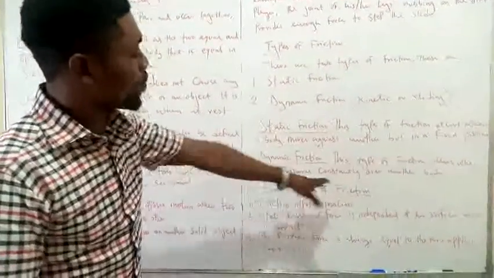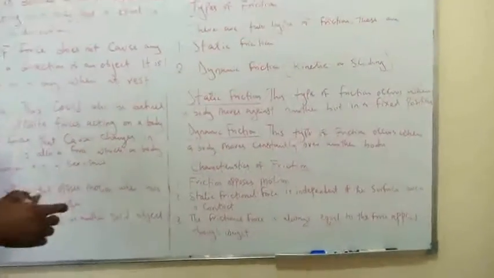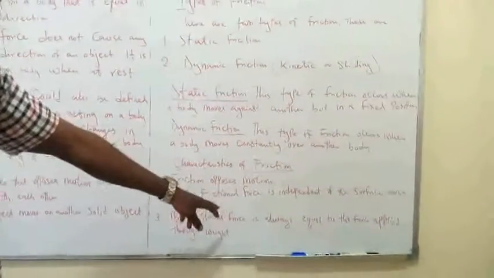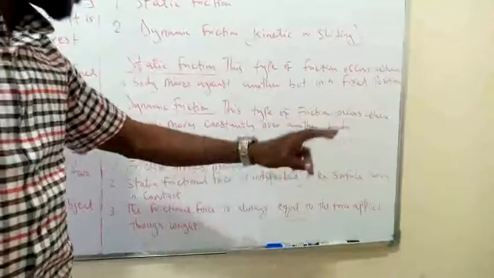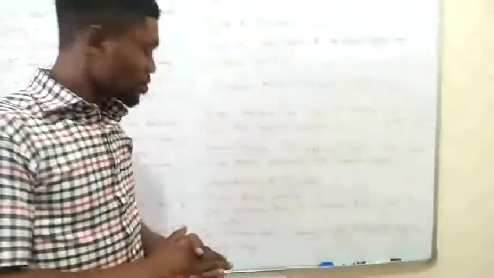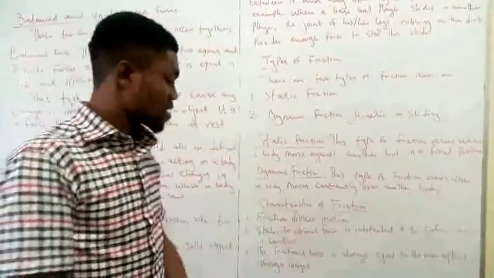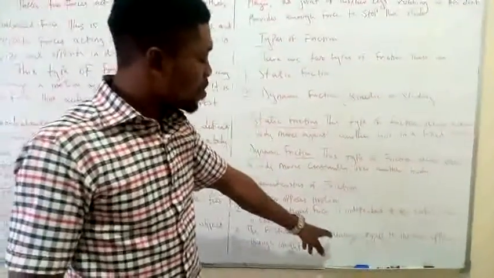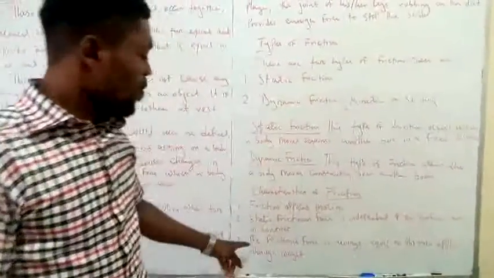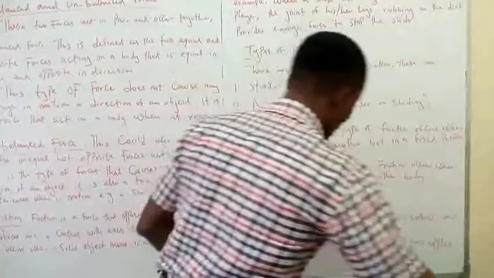Okay, let us now look at the characteristics of friction. What you must see to know that this particular object possesses friction. Number one, friction opposes motion. Number two, static frictional force is independent of the surface area in contact. Why is it independent? Because it is static. The frictional force is always equal to the force applied through weight. Okay, let's take the next one.